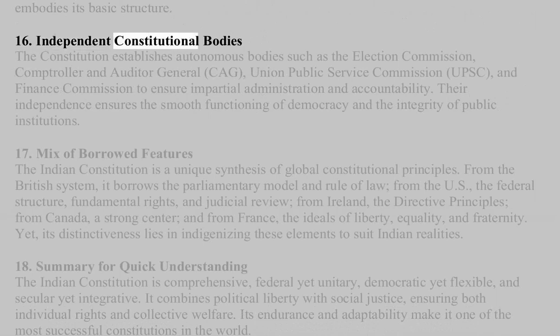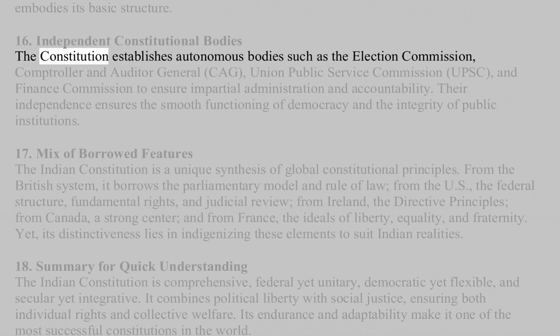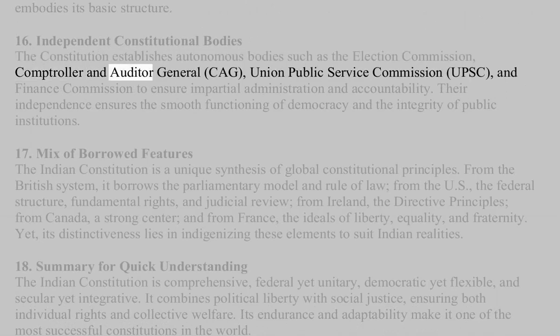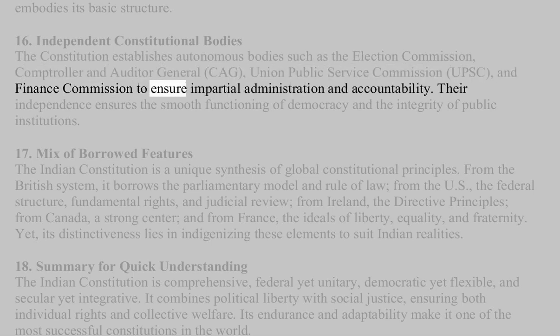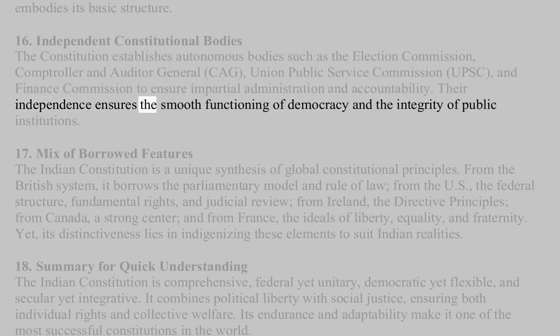16. Independent constitutional bodies. The Constitution establishes autonomous bodies such as the Election Commission, Comptroller and Auditor General, CAG, Union Public Service Commission, UPSC, and Finance Commission to ensure impartial administration and accountability. Their independence ensures the smooth functioning of democracy and the integrity of public institutions.